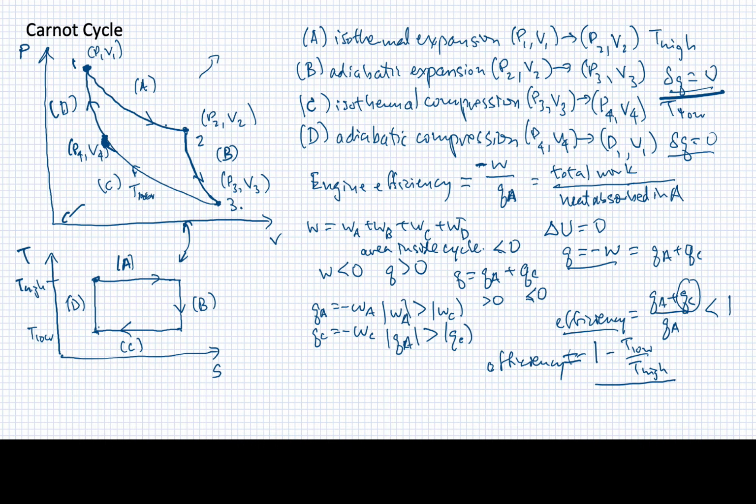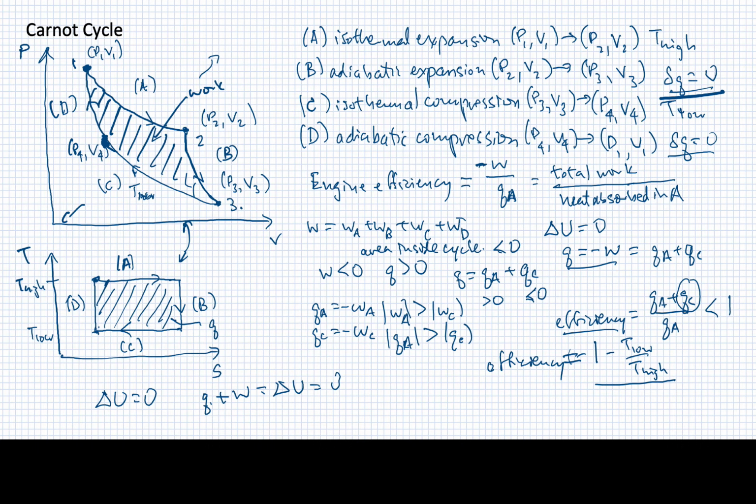And because the area inside here represents the heat change for the process, and the area inside here represents the work change for the process, we have a cyclic process that has delta U equals 0, so in fact the total heat plus work, which is the change in U, has to be equal to 0. So that means that the area inside this curve and the area inside this are equal to one another.